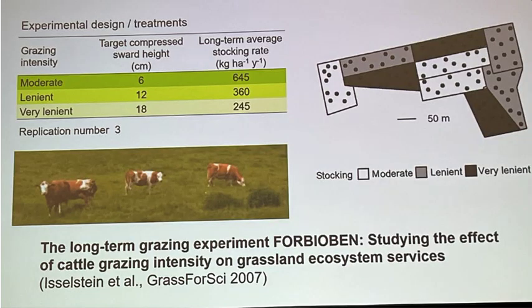Just one example of some of the data that was shown in that keynote presentation. Here's a long-term grazing experiment studying the effect of cattle grazing intensity on grassland ecosystem services. And some people would argue that we need no grazing. That's going to be the best for maintaining the ecosystem. But we saw over and over in plenty that cattle are essential to maintaining the open spaces, to maintaining grasslands, to having carbon sequestration.